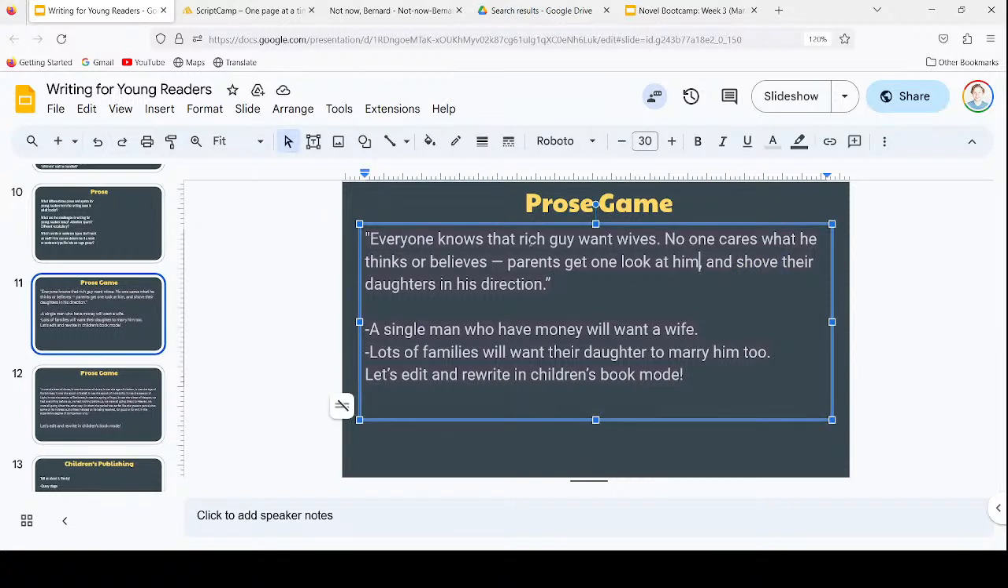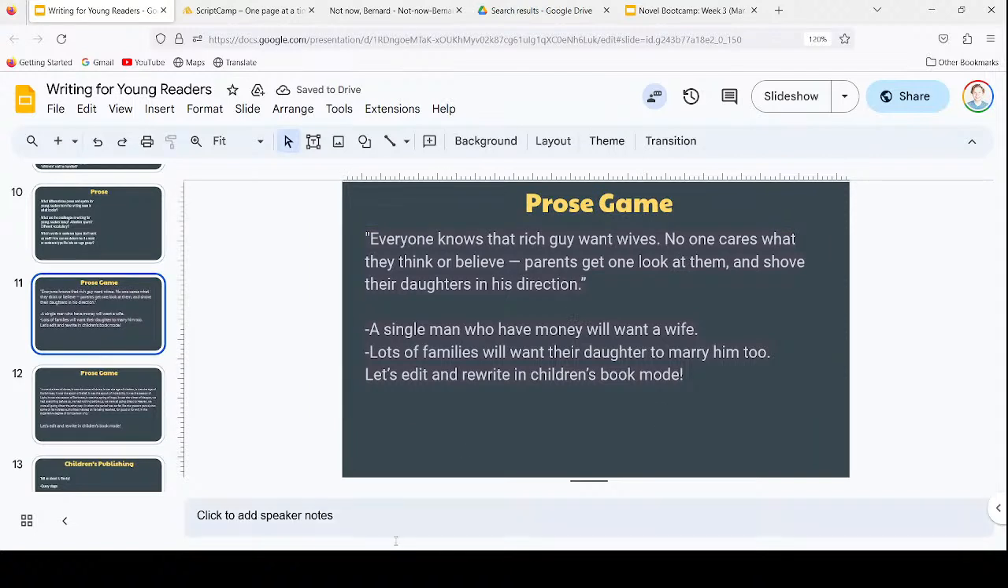Everyone knows that. And you can actually see this being, because obviously it's the character's point of view, but you can actually see this being a 15-year-old who's like, they shove them in a direction, like, I don't want to be with this guy, but this is what happens in our society. You can actually hear them thinking this.